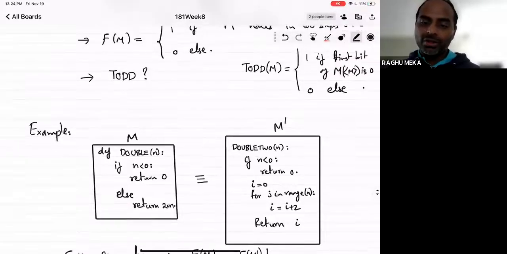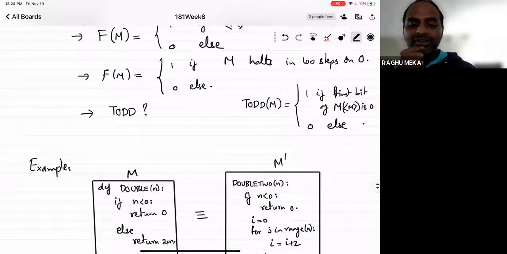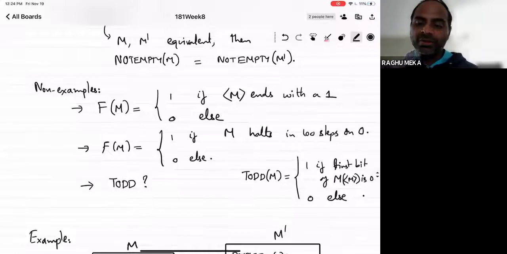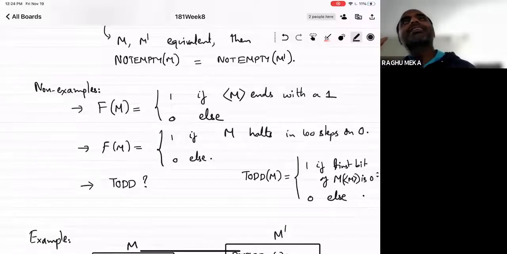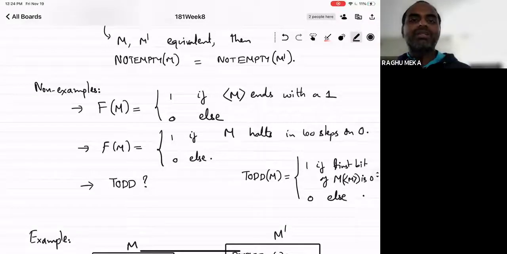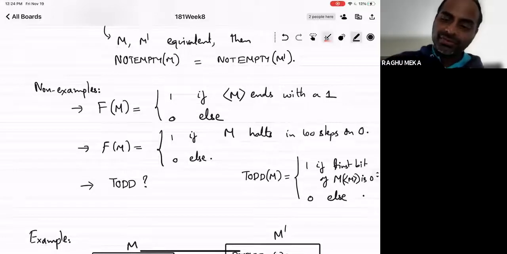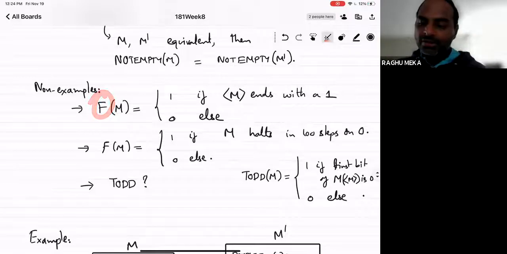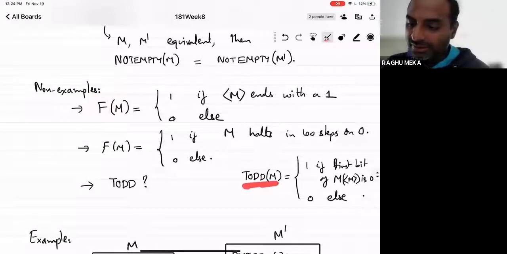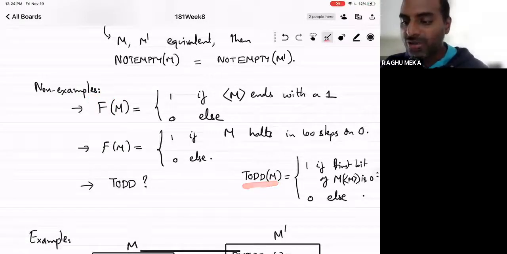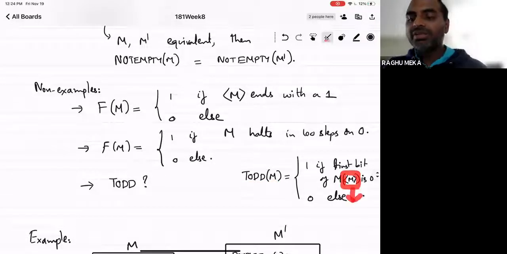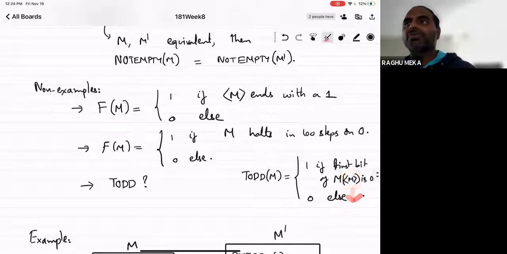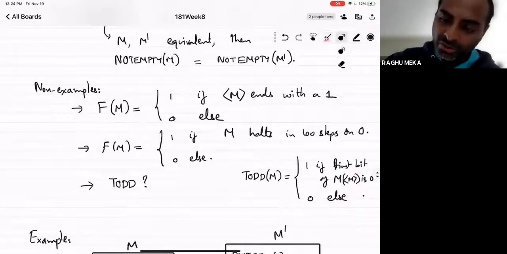Okay. So let's go back to these examples. Essentially, whenever I can add some dummy instructions to the program and somehow change the behavior of F, it's not a semantic property. Toddler, on the other hand, looks semantic, but it is not semantic because it really depends on the encoding of the machine M that I use. So it is also not semantic.